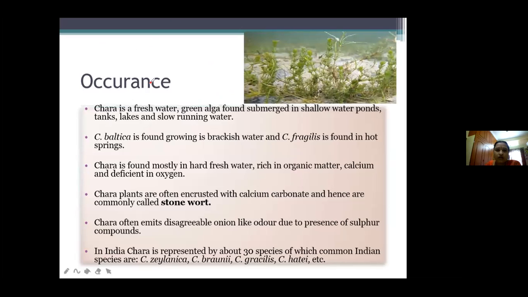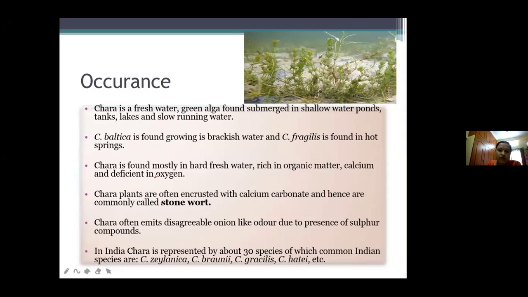In this one, I'll explain already. Fresh water, green algae, you can observe it in submerged still-water ponds, lakes and slow running water. Here, Chara baltica and Chara fragilis: Chara baltica grows in brackish water, where fragrance is present, and also where hot springs are present, both are found.